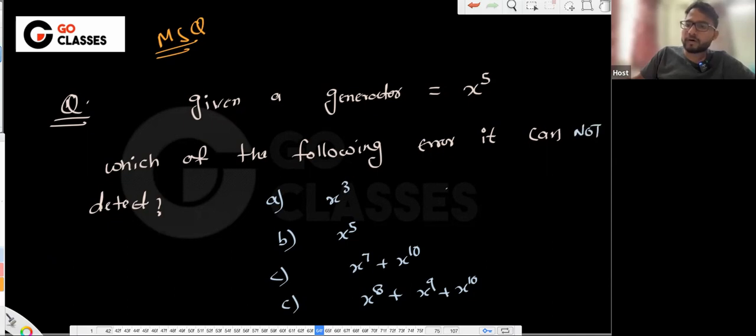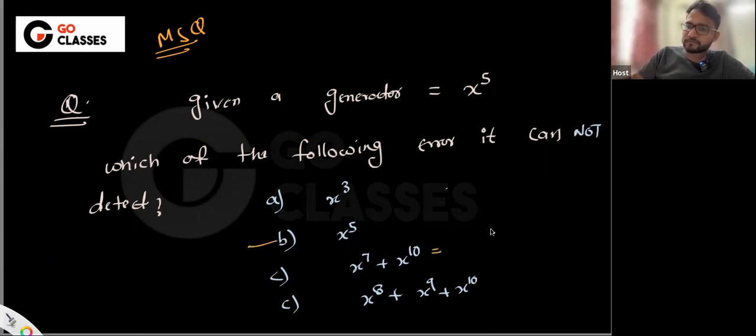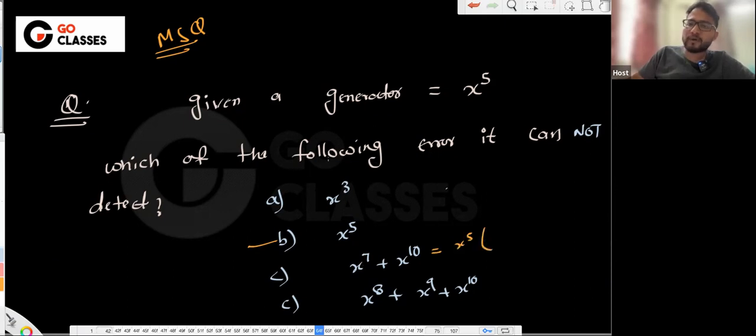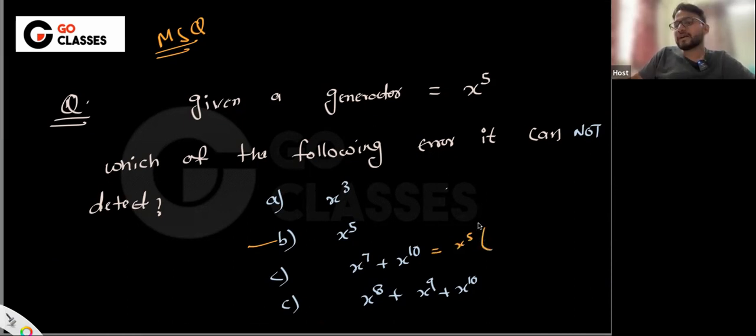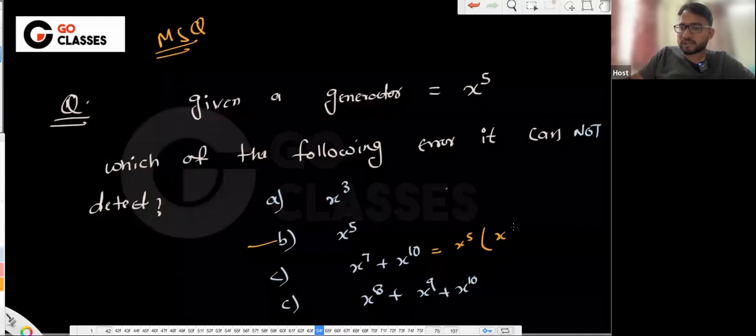Which of the following can it not detect? Since it is able to divide this, it cannot detect this. Since it is dividing this also, because you can take x power 5 common, right? As long as the generator is a factor of the error, you cannot detect it. Here also you can take x power 5 common, right?